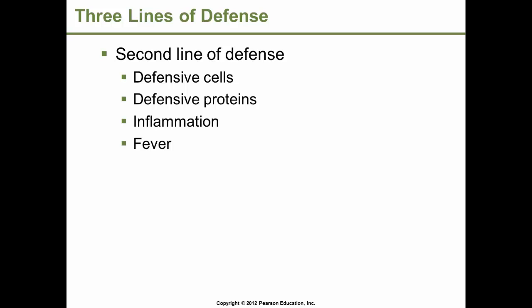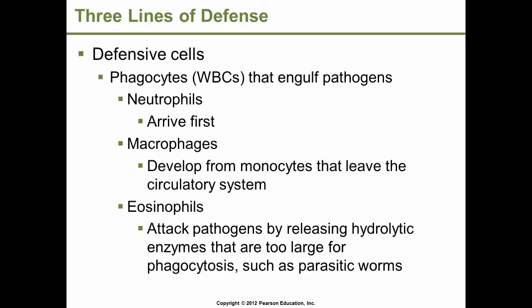The second line of defense, again, is non-specific. We're born with these. They contain defensive cells, defensive proteins, inflammation, and fever. Defensive cells, phagocytes, which is a type of white blood cells, engulf pathogens.